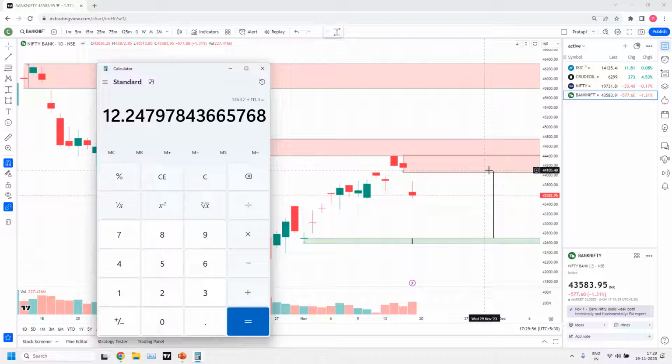So those who want to take a safe trade: if you get a loss, it is a very minimal loss. If you get a profit, it is 12 times your risk. You should not forget that point. 12 times more than the risk.